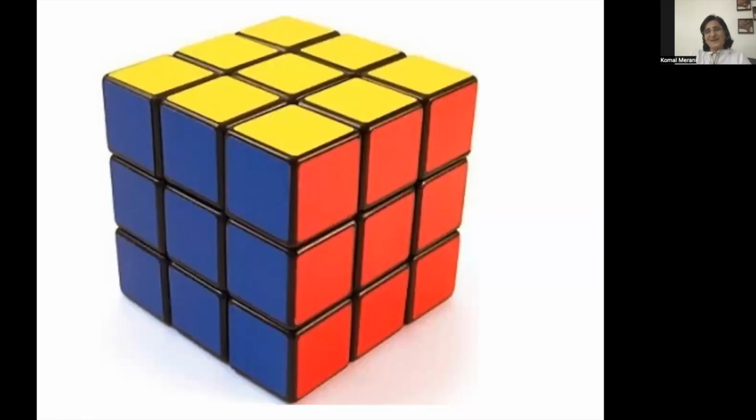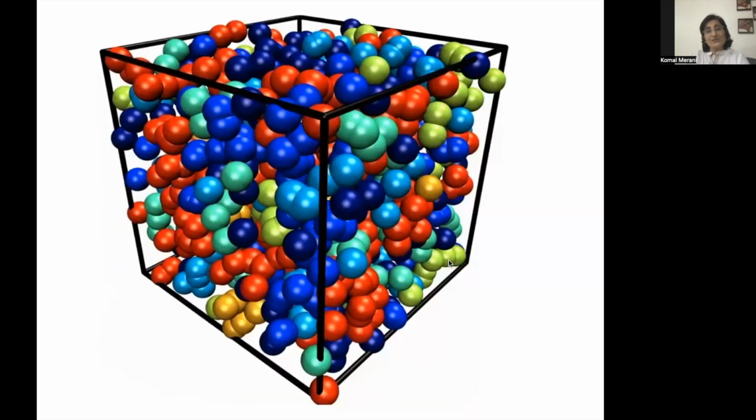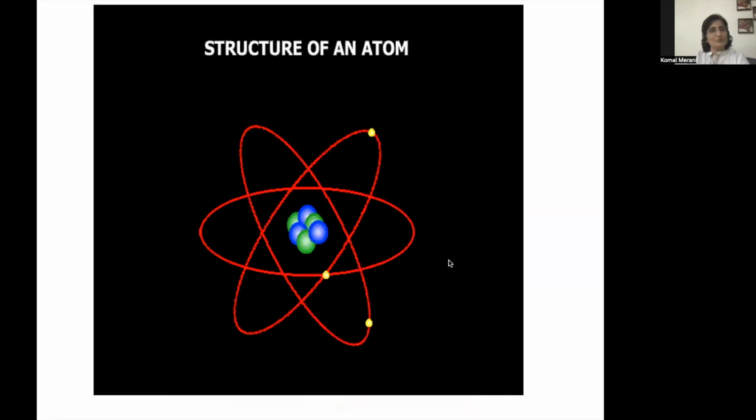Hello, students. I'm sure you all love to play with cubes. But let's understand this cube is made up of atoms. In fact, every object is made up of atoms, and an atom is comprised of protons, neutrons in the nucleus, and the electrons moving around them.